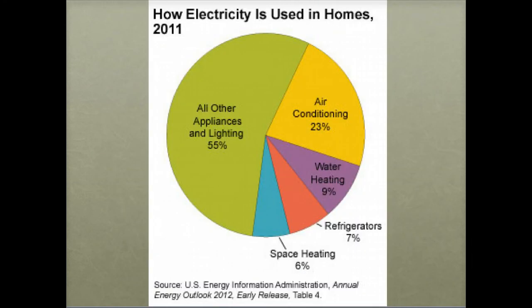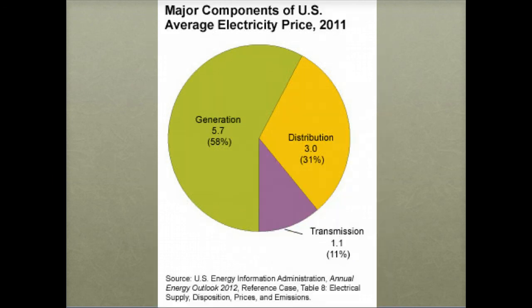Most electricity in homes is used for appliances, lighting, and gadgets like your iPods, smartphones, tablets, and computers. A lot is also used for air conditioning, water heating, refrigeration, and space heating. The three major components of the electricity grid are generation, or the power plants, transmission, and distribution. Generation comprises the bulk of the price of electricity, followed by distribution and transmission.